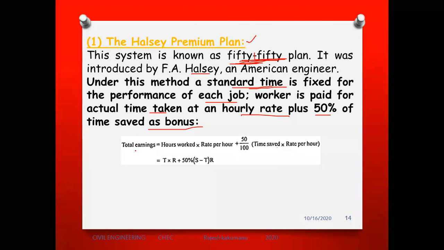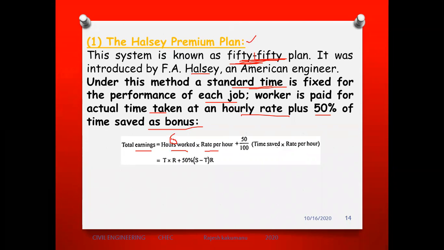The formula is total earnings of the worker equals hours worked into rate per hour, plus 50 by 100 into time saved into rate per hour. Suppose 6 hours, and for 1 hour he gets 100 rupees. Here hours is 6, plus the time saved is 2 hours, so half of 2. He will get that amount of money under Halsey's premium plan.